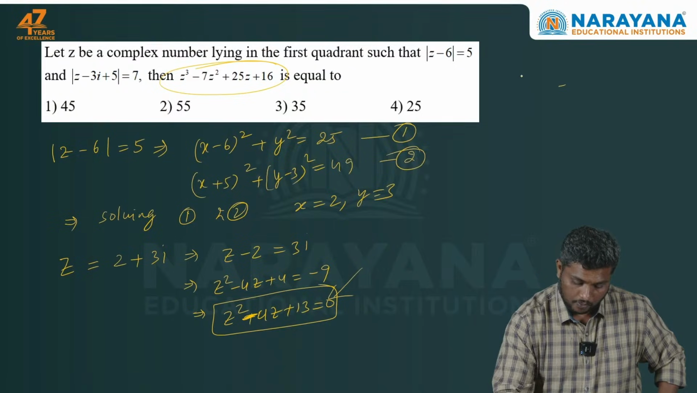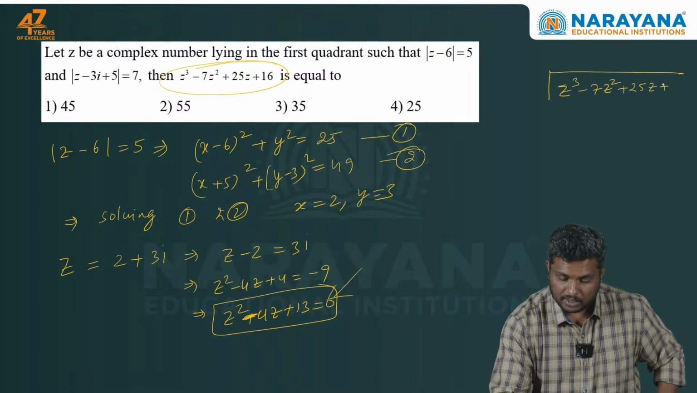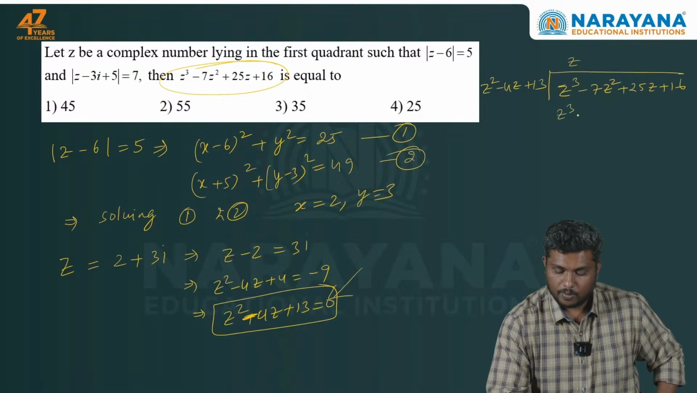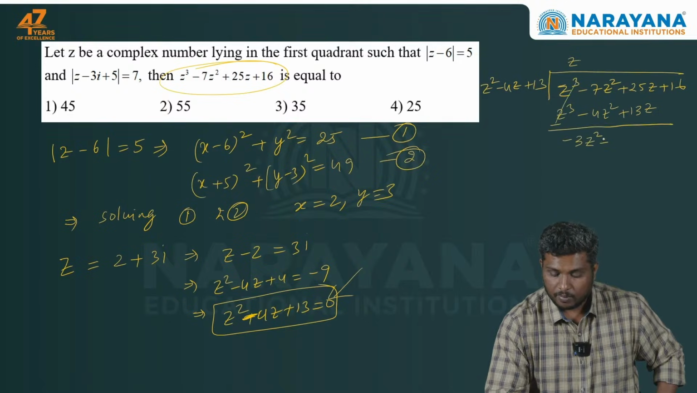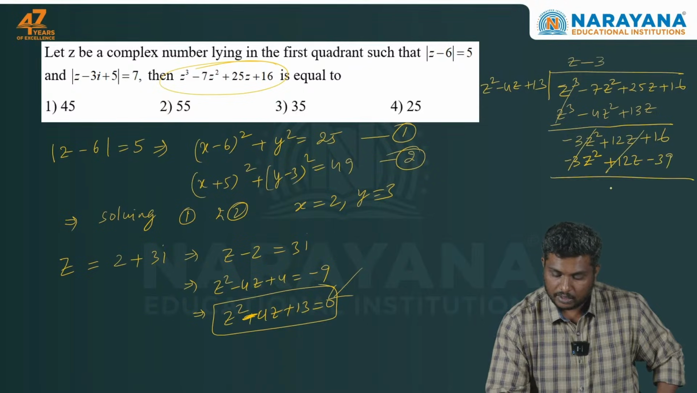Okay, so we're going to divide this once again. z cube minus 7z square plus 25z plus 60, and this is z square minus 4z plus 13. Now once again z cube minus 4z square plus 13z. Subtract, so this will be 3z square plus 12z plus 16, and then minus 3, minus 3z square plus 12z minus 39, and once you subtract you are going to get 55.